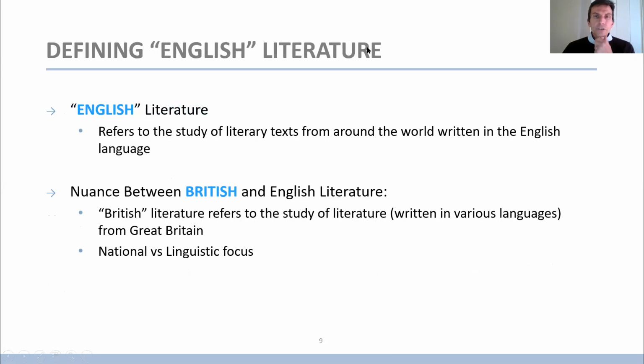Defining English literature. So what does that mean? English literature refers to the study of literary texts from around the world written in the English language. There's a nuance here between British and English literature. Whereas English literature can be literature written in English from India, from the United States, from Canada, from Australia, from largely the Commonwealth countries.